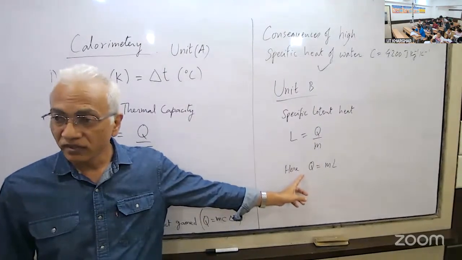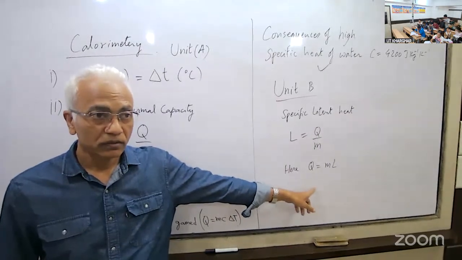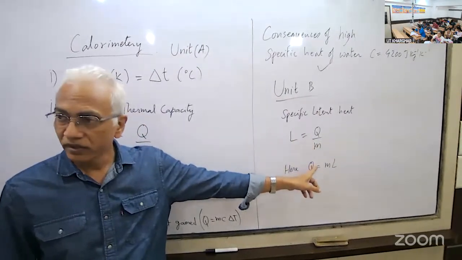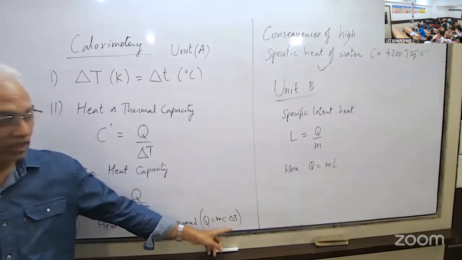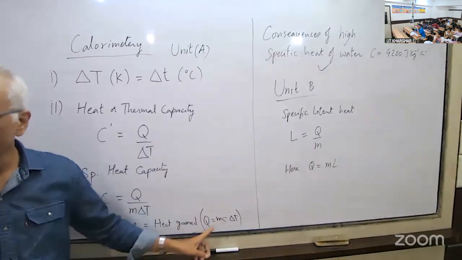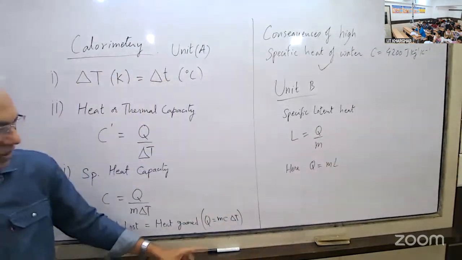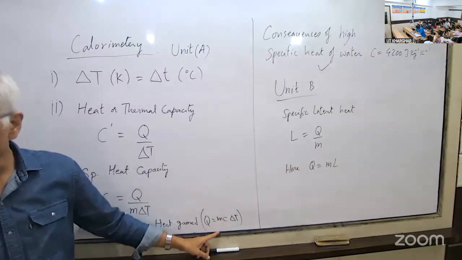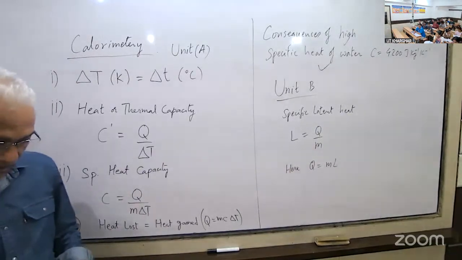Whenever phase change is involved, the formula for heat used is m into L, mass into specific latent heat. And whenever there is a rise or fall in temperature involved, you have to use the specific heat formula for heat. So for phase change, the specific latent heat formula, and for change in temperature of the body, the specific heat formula has to be used. Now keep this in mind because most of the mistakes happen in selecting the formula.